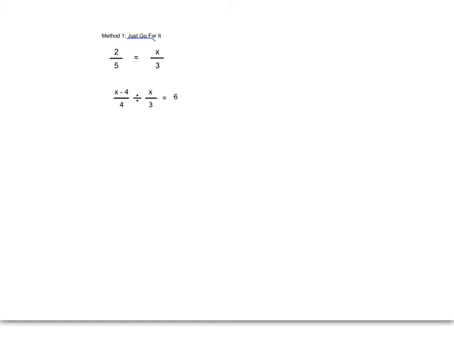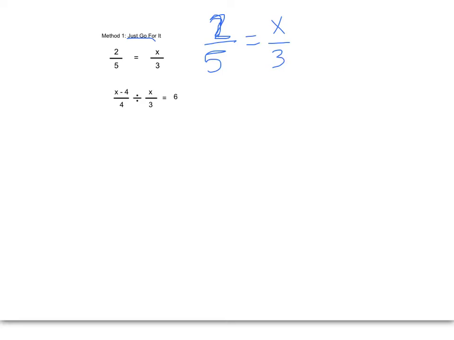Okay? And the only problem with this method is that you have to be really careful to be aware of the rules of math, and not to do any illegal actions. Okay? So I'm going to rewrite my equation that I've got. Equals x over 3.